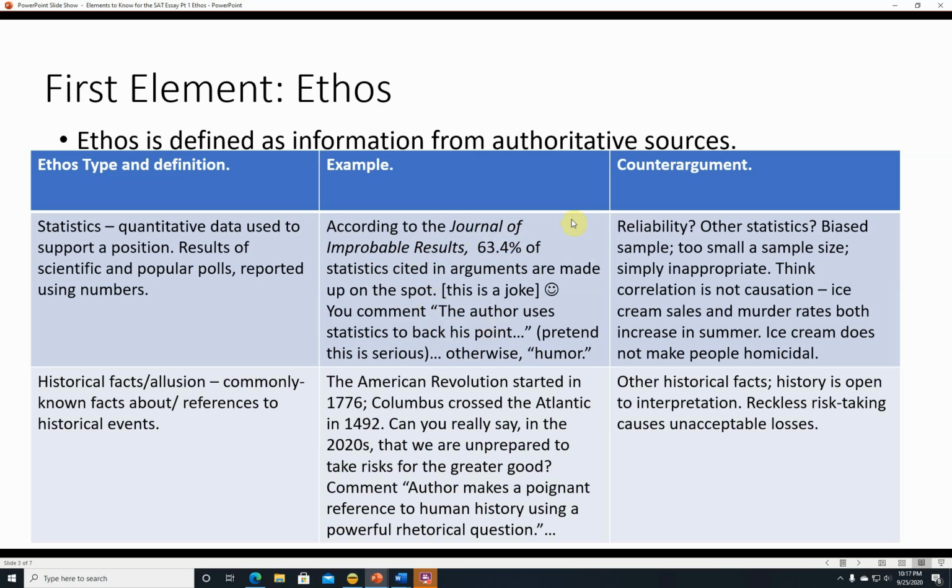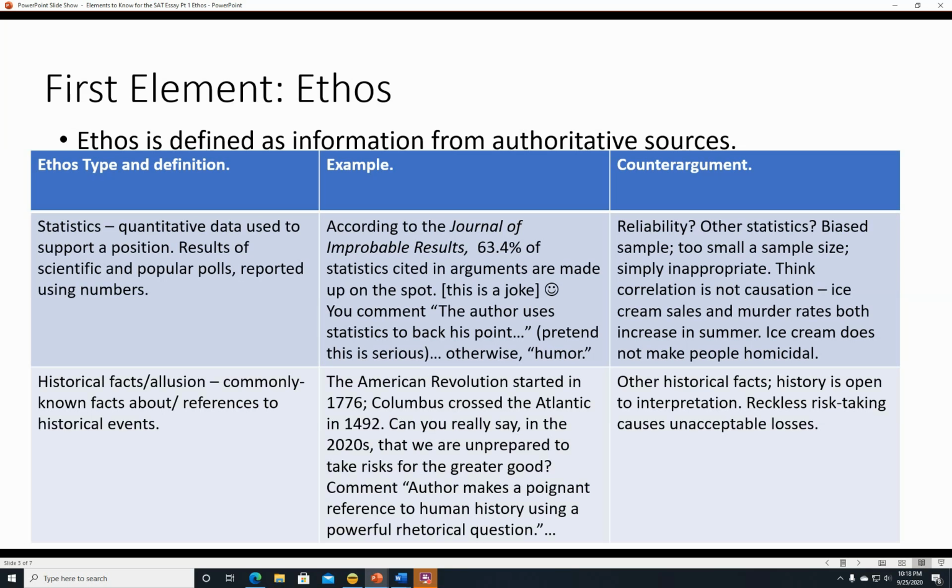So if you wanted to make a counter argument, you could say, is it reliable? Are there other statistics that support that? The scientific method usually requires that you repeat the same experiment a number of times before people actually accept it as authoritative. Is it too small of a sample size? Is it just inappropriate? The experiment doesn't measure what it's supposed to measure. And you can always think correlation is not causation if you wanted to argue against this.